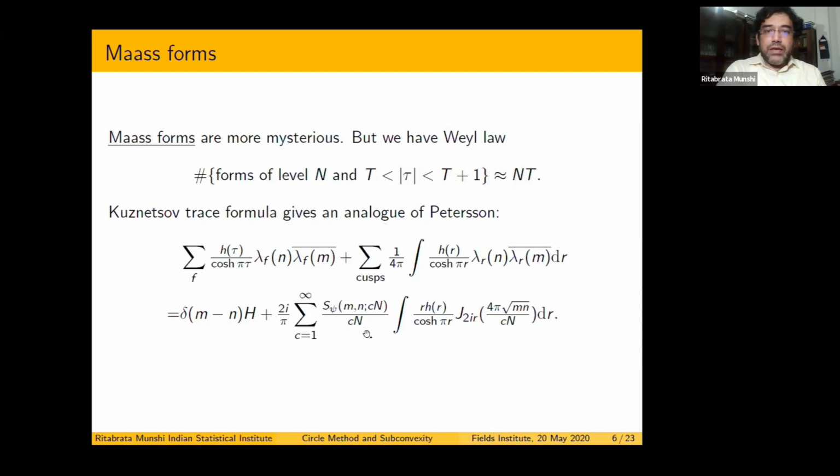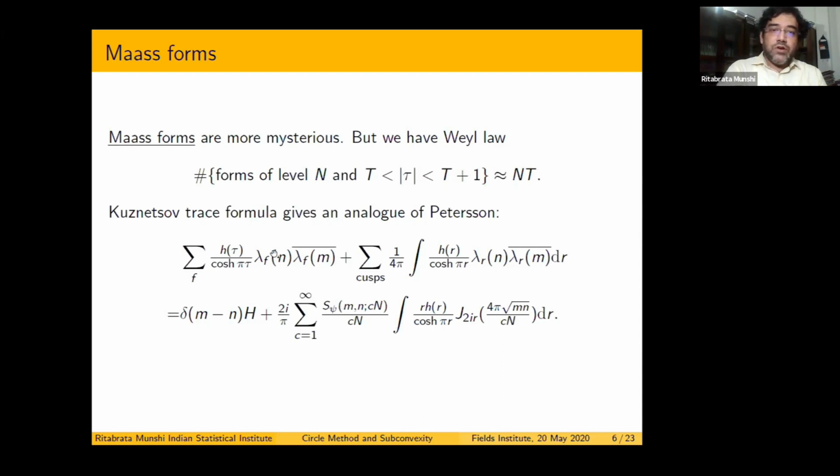And again, we have these Kloosterman sums, and instead of the Bessel function, we have some integral transform of the Bessel function. So this is an analog of the Petersson formula, slightly more complicated. Again, if you want to see what this formula is doing, the saving that you get is again square root of the initial length by square root of the final length.